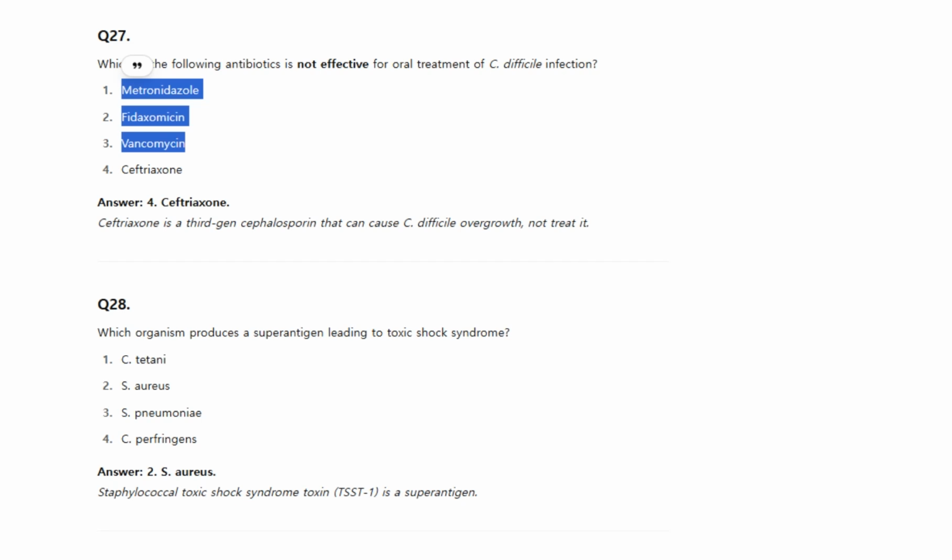Q28. Which organism produces a superantigen leading to toxic shock syndrome? 1. C. tetani. 2. S. aureus. 3. S. pneumoniae. 4. C. perfringens. Answer: S. aureus. Staphylococcal toxic shock syndrome toxin, TSST-1, is a superantigen.